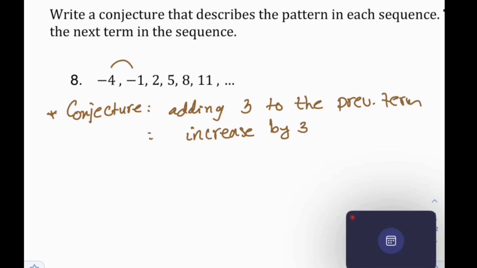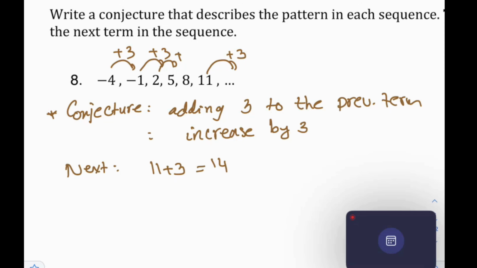So accordingly, you know that this has been increased by 3, increased by 3, increased by 3. So that means the next term can be found by adding 3 to 11. It will be 11 plus 3, which is 14. So easily, conjecture is the conclusion.